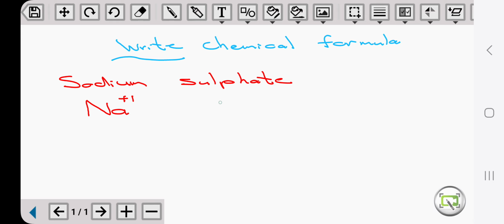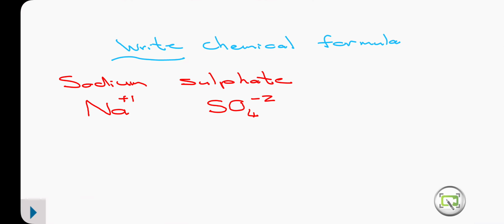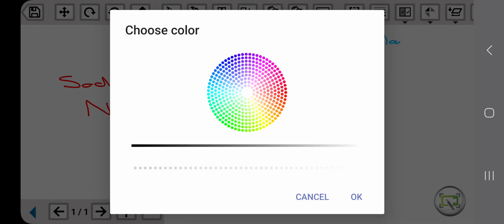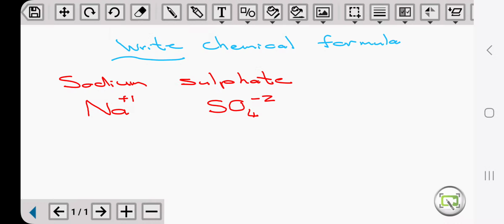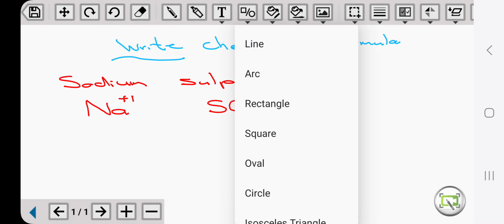Now, sulfate, on the other hand, is a formula that we have to go and study off by heart as per the previous lesson. And sulfate is SO4 -2. Now, we need to use this information to write a chemical formula. How do we do that?